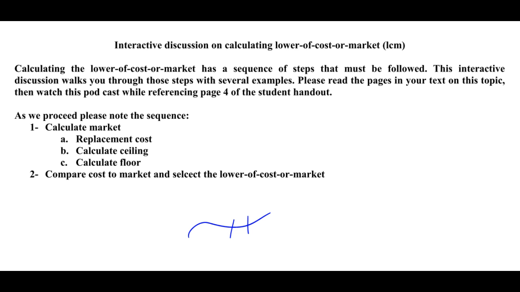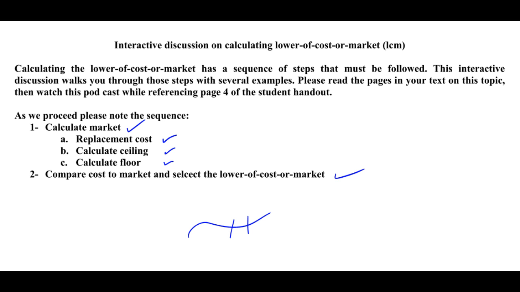First, you need to calculate what market value is, and that is a calculation. You'll look at your replacement cost and subject it to a ceiling and a floor. If the replacement cost is within the ceiling and floor, you'll use it. If it's above it, you'll use the ceiling. If it's below it, you'll use the floor. That is how you calculate what market is. And once you have what market is, you can compare it to cost and do the lower of cost or market calculation for each item. That sounds a little confusing, but I think it will become clear as we get started.